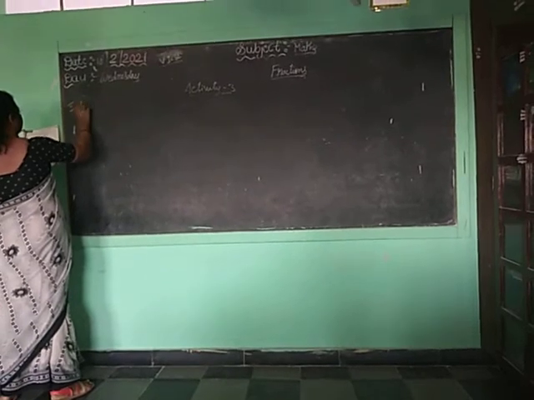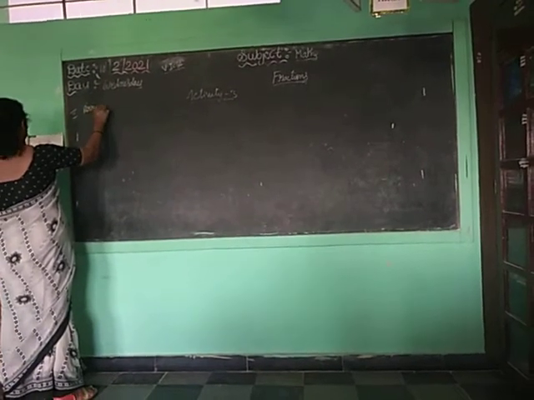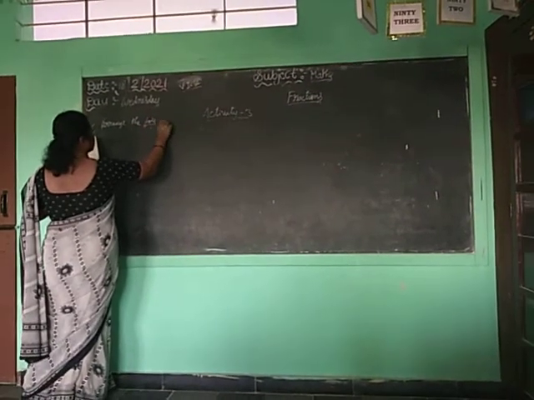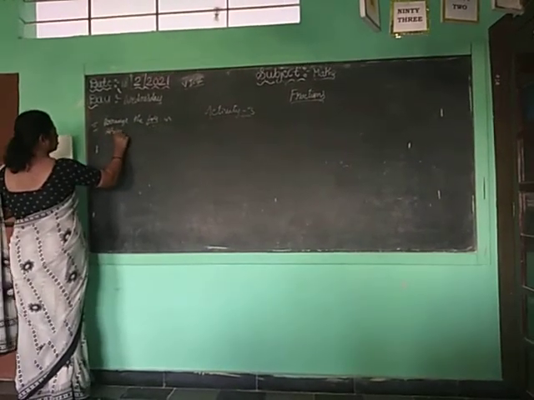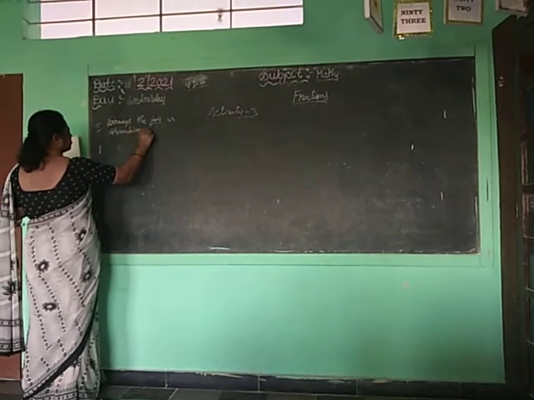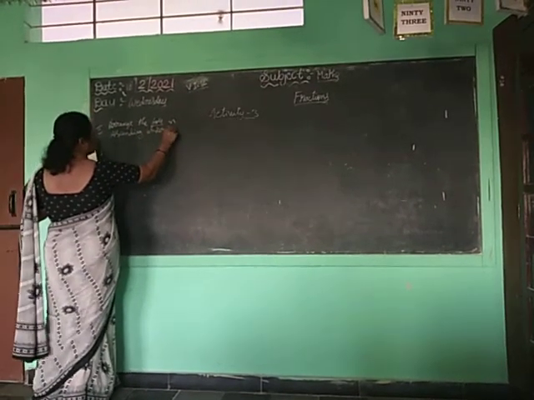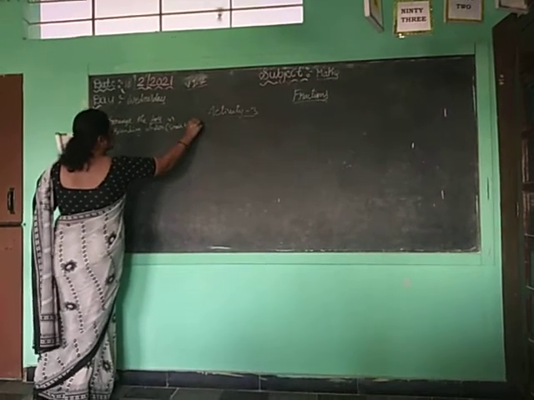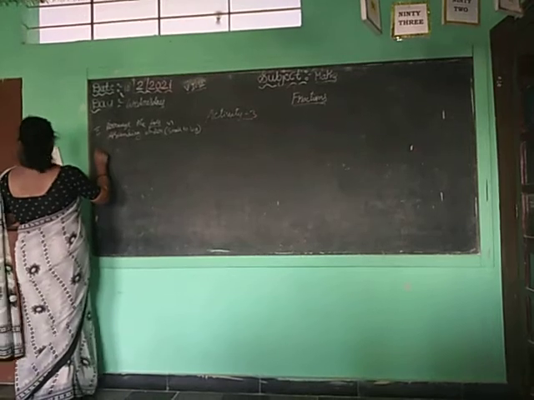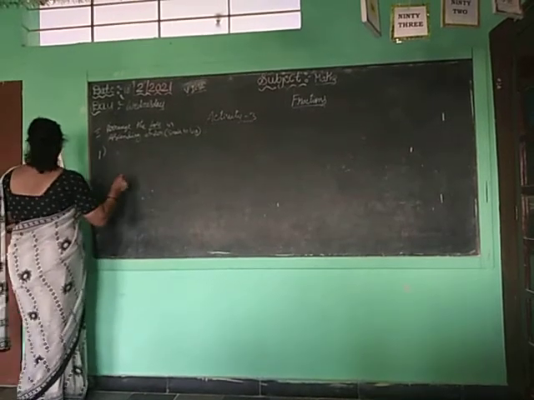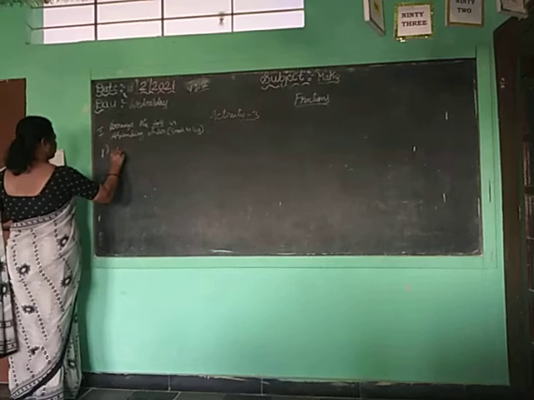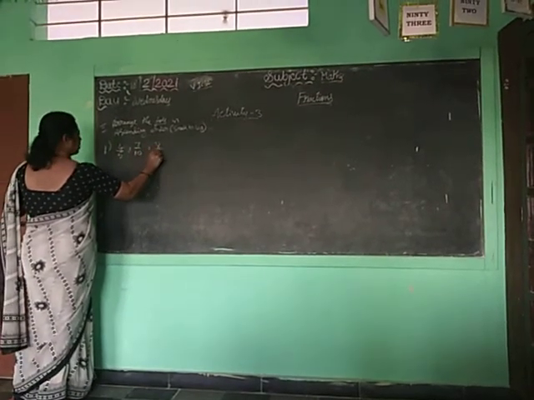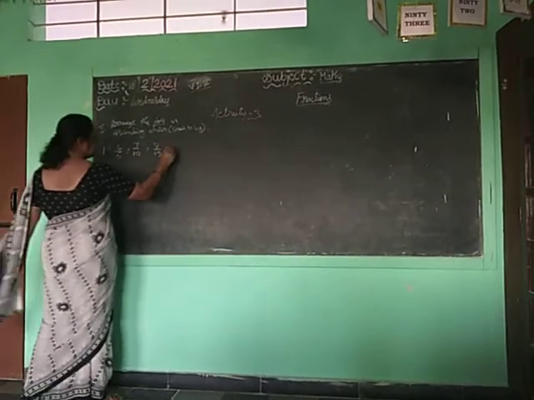The second means ascending order, which means small to big. Okay. First one: 4 by 5, 7 by 10, 8 by 15, then 1 by 2.